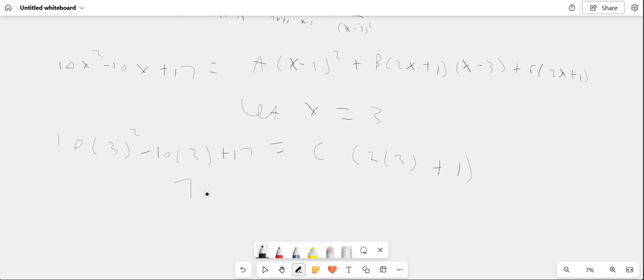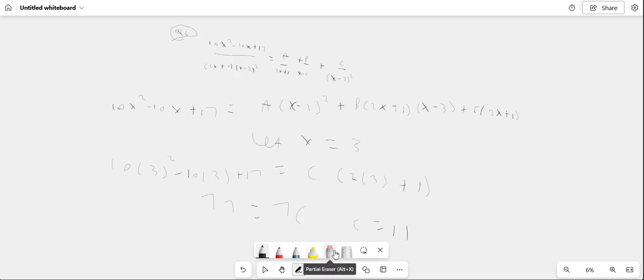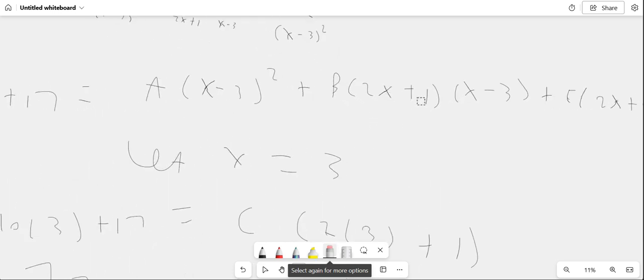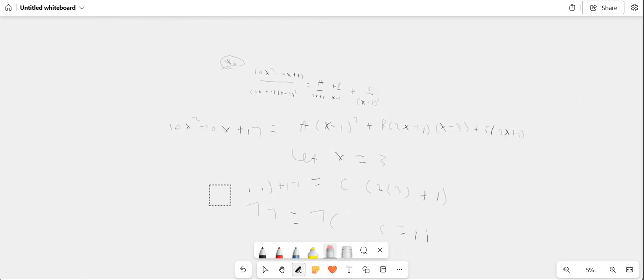On the left hand side you get 77. On the right hand side you get 7c. So c is equal to 11. We've got c now, we need to find a. For a, we've got 2x plus 1 as that bracket. Bring 1 to the other side and divide by 2, so that's minus 1 over 2. 2 times minus 1 over 2 is minus 1, and minus 1 plus 1 is 0. So we need to let x equal minus 1 over 2.